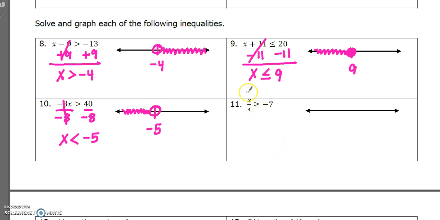Number 11, remember, a fraction is a division problem, so the opposite of dividing is to multiply. So I'm going to multiply both sides by my denominator of 4. Leaves x on the left. I've got -7 times 4, which is -28. And then did I multiply or divide by a negative number? No, I multiplied by positive, so my inequality sign is going to stay the same. So my number that goes on my number line will be negative 28. This time I will have a closed circle because I have the equal to, and then it is a greater than sign, so I will shade to the right.